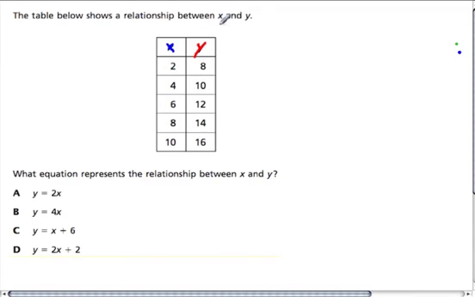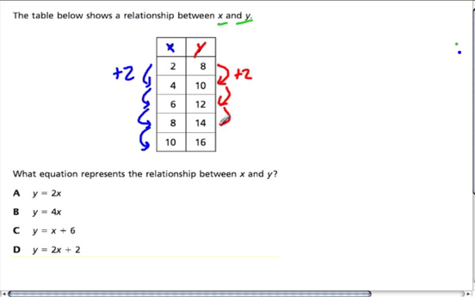We have a relationship between x and y. And if you notice over here, x is going up by 2 each time. 2 plus 2 is 4, and 4 plus 2 is 6, and 6 plus 2 is 8, and 8 plus 2 is 10. And on the same note, y is going up by 2 each time.